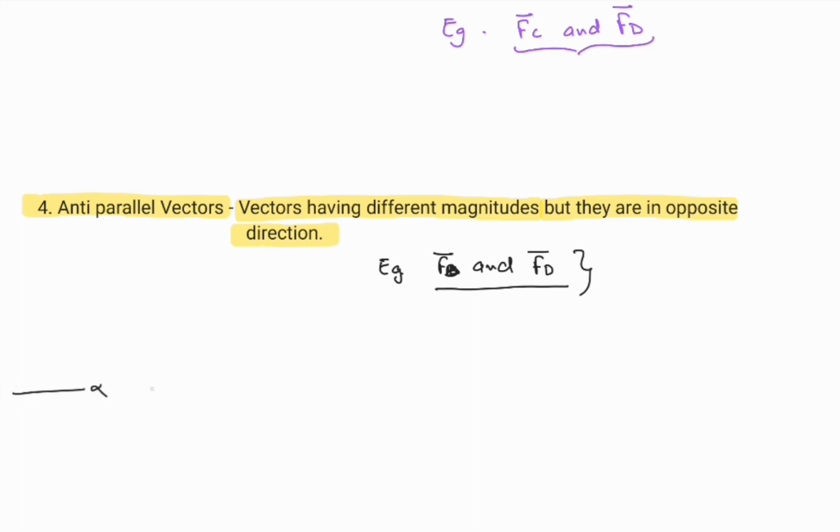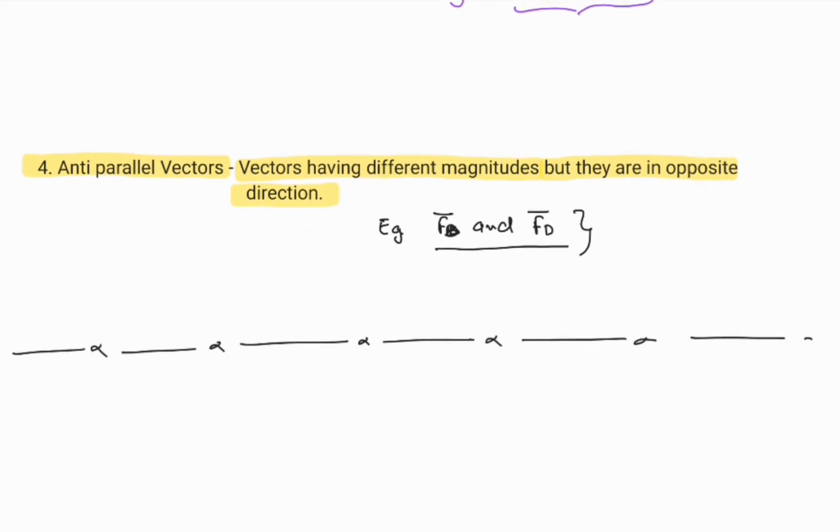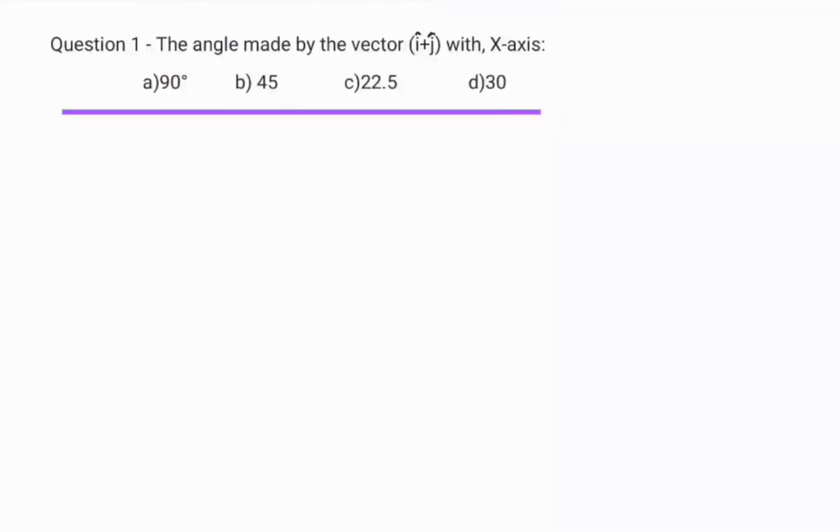This is about the types of vectors. Now we will do the numerical for the topic vectors. Let us start with a numerical. Write down the first question. Let's read question number 1.